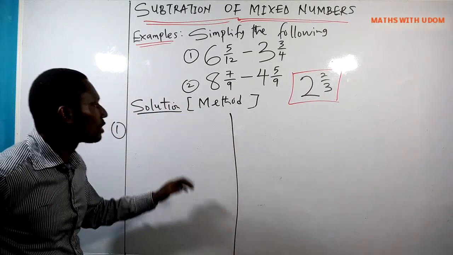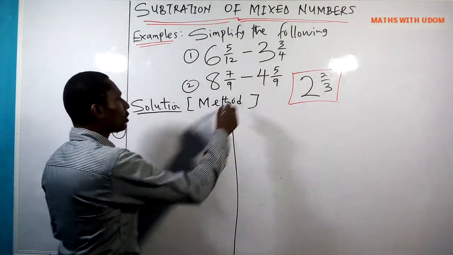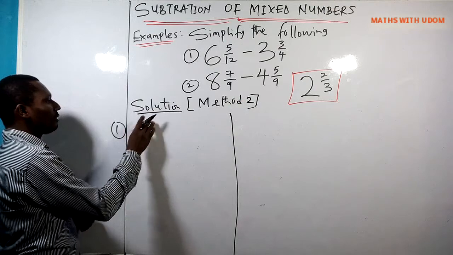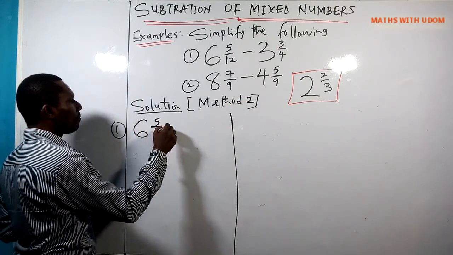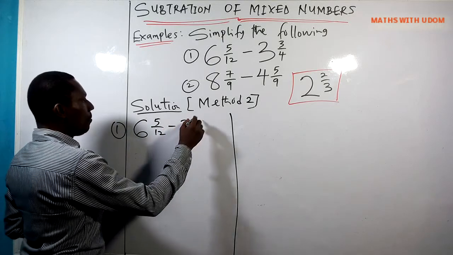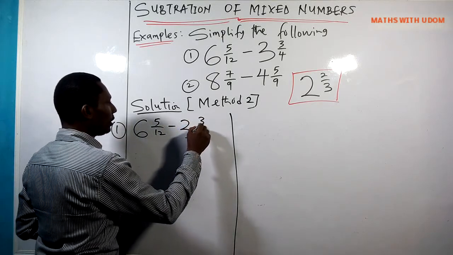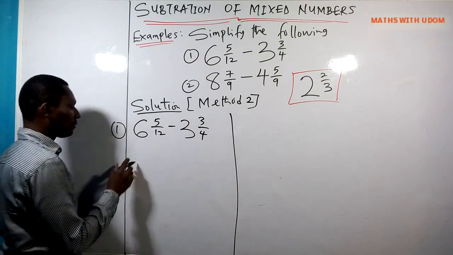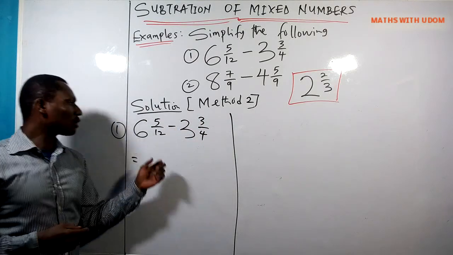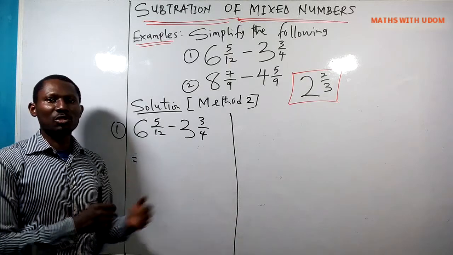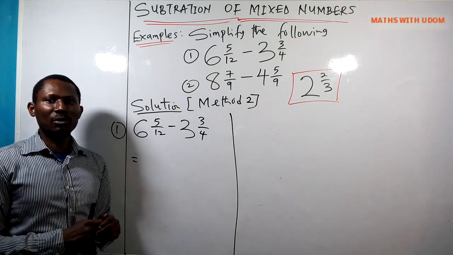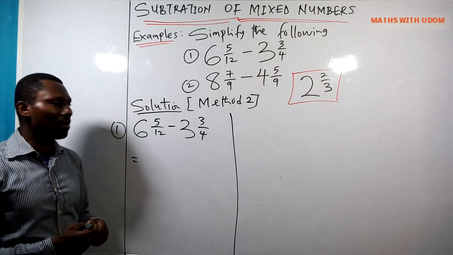So for us to solve this, what do we do for the second method, method 2? We still have 6 whole number 5 over 12 minus 3 whole number 3 over 4. So for this method, we are going to subtract the whole part separately, and then the fractional part we subtract them also separately. Okay? So if you solve that, that will give us what?